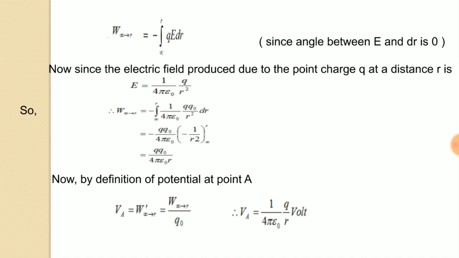Now, by the definition of potential at a point A, VA equals W from infinity to R divided by Q0. We have to divide the work done by the test charge. So we get VA equals 1 upon 4 pi epsilon naught Q upon r volt, and this is the formula for potential at any location in the electric field.